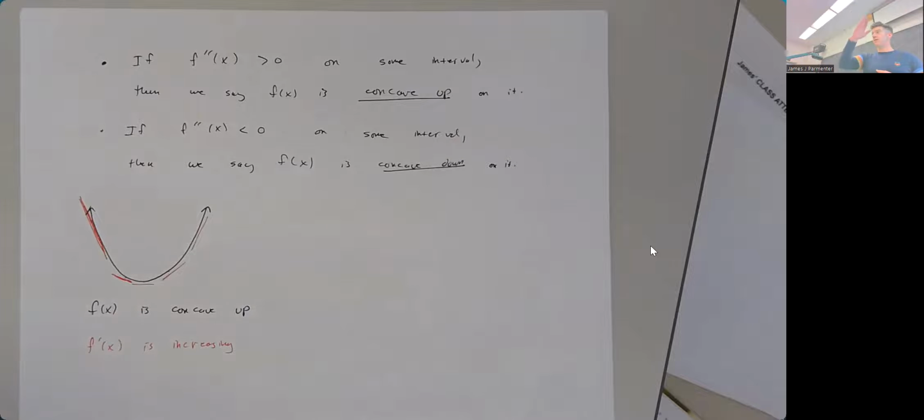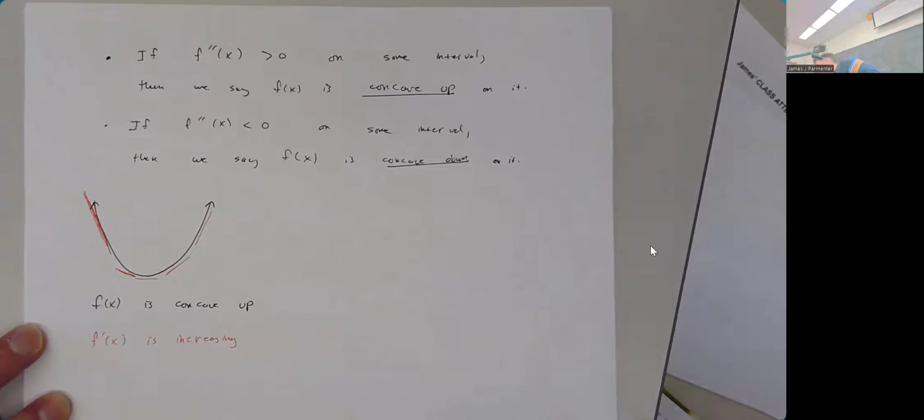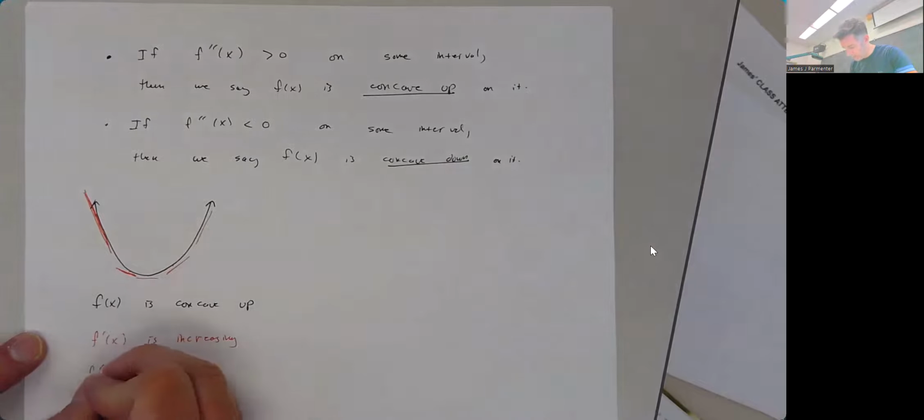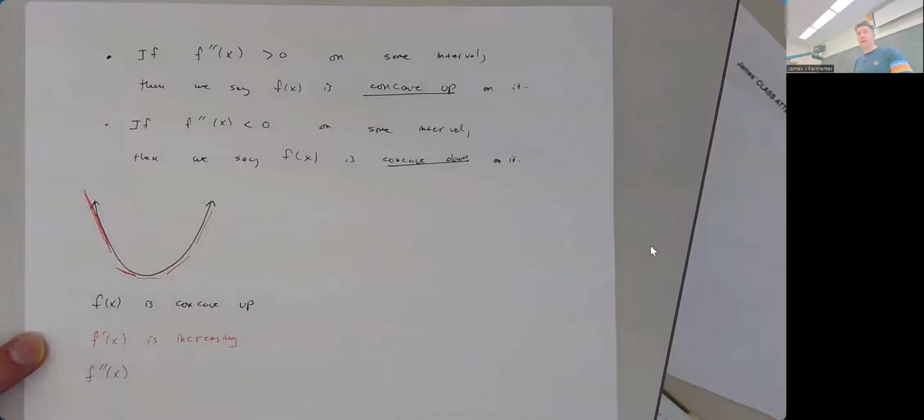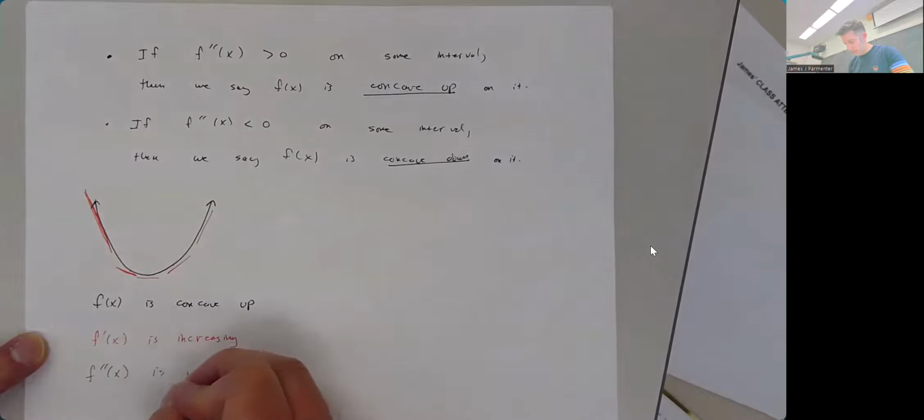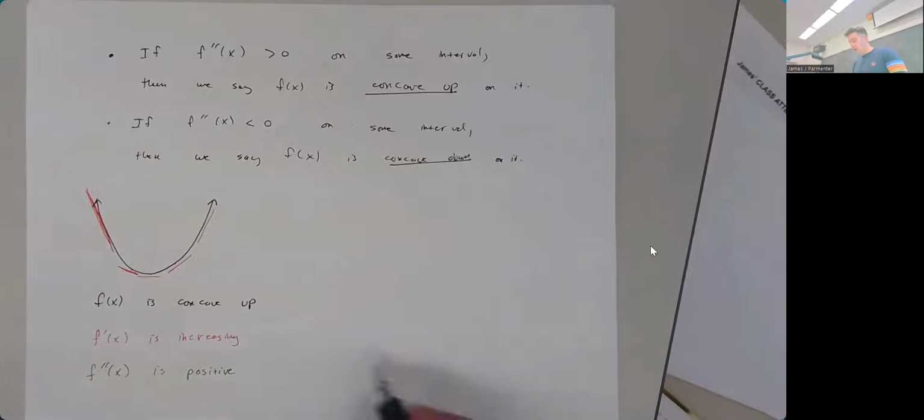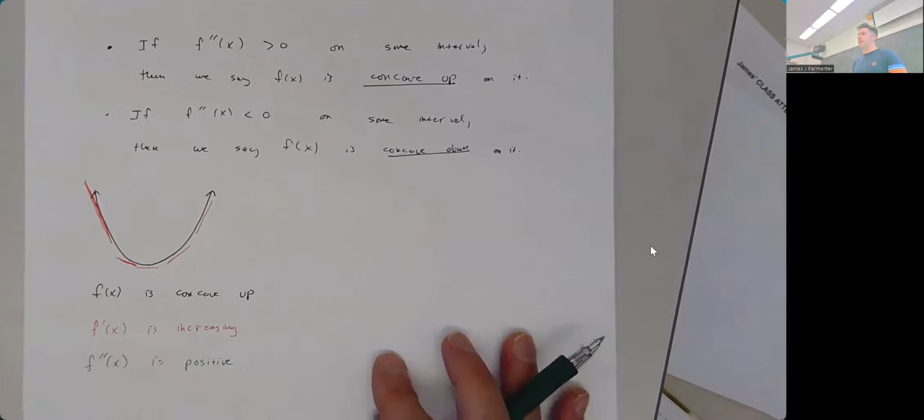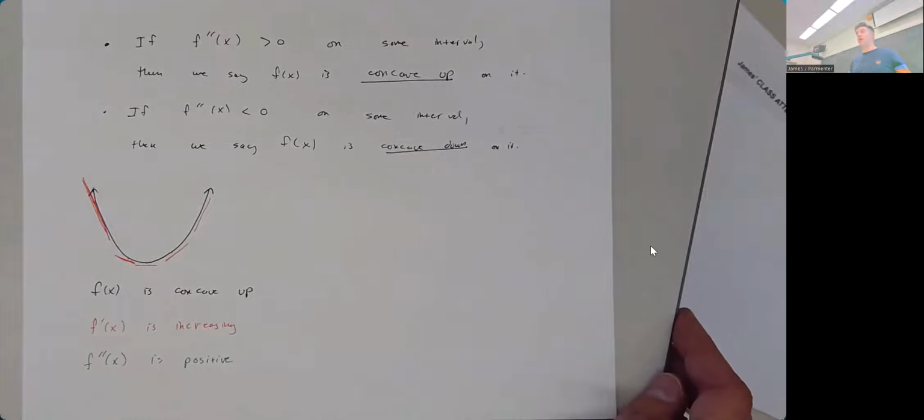The function's increasing, its derivative is positive. Okay, great. This function, f prime of x, is increasing, its derivative, f double prime of x, is positive. All three of these things mean the same thing. If a function is concave up, the first derivative is increasing, the second derivative is positive.